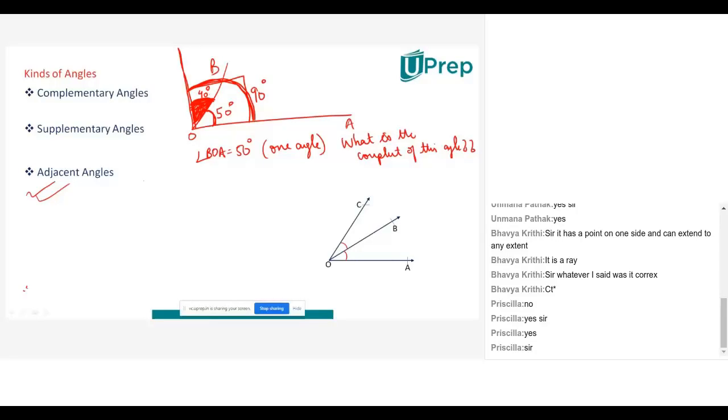50 को क्या add करेंगे? What do I add to 50 to get 90? Very clear? Complementary angles clear?